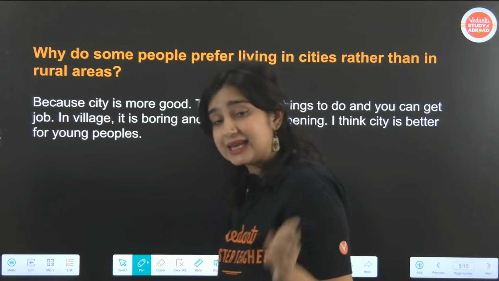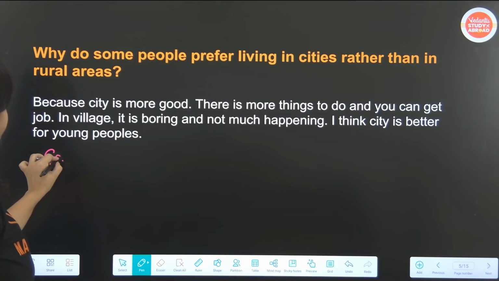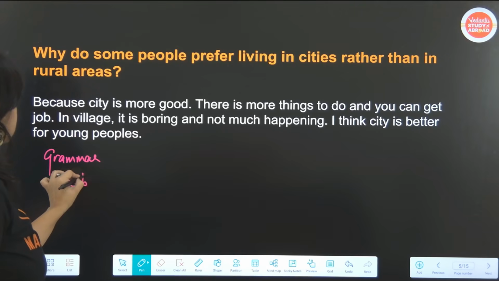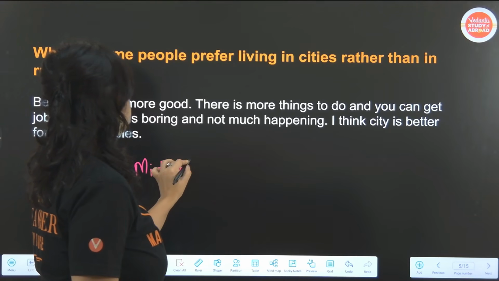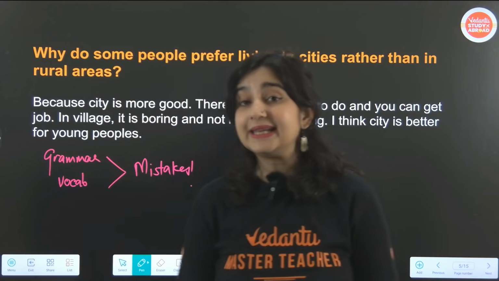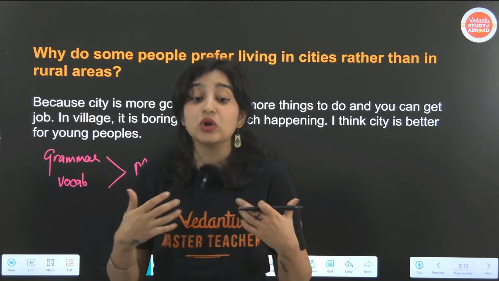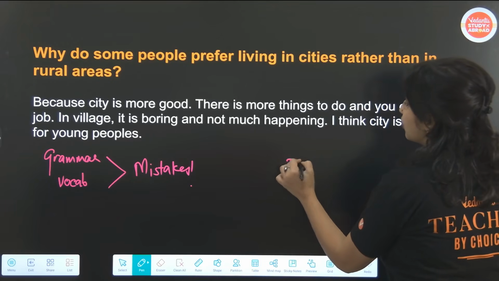Now the first glaring issue here is both in terms of grammar and vocab. The first glaring issue is mistakes, right? Lots and lots of mistakes. So clearly from the response we can tell that the candidate does not know how to speak English properly. Second thing is too short.